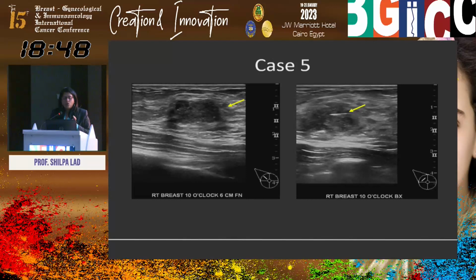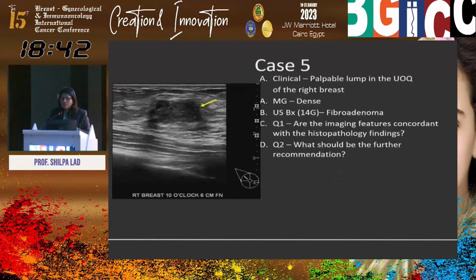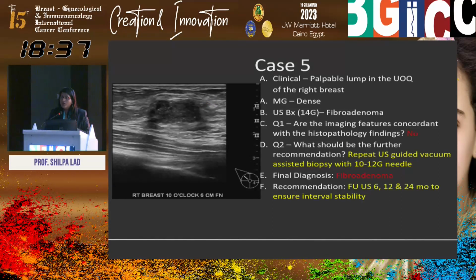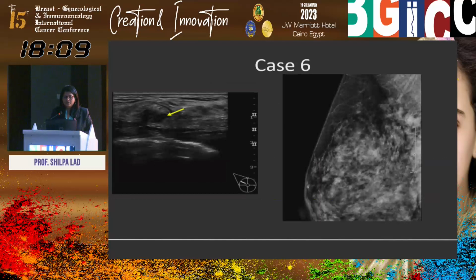Here's another case. Although this is an oval mass, look at the margins. They look so suspicious. Therefore, ultrasound-guided core biopsy was done. It showed fibroadenoma. Is it concordant? No. Repeat biopsy with a vacuum-assisted 10 or 12-gauge needle. Again, the final diagnosis showed fibroadenoma. At this point, we said, keep this patient under surveillance, with 6, 12, and 24-month follow-up. The fibroadenoma remained stable. Sometimes, as the fibroadenoma starts involuting, the margins start getting irregular, or we start seeing coarse calcifications. Therefore, this is considered concordant.